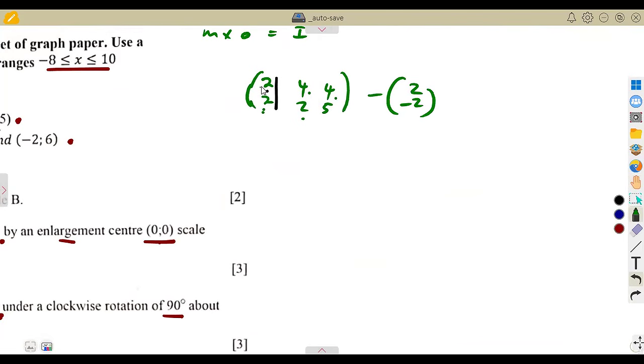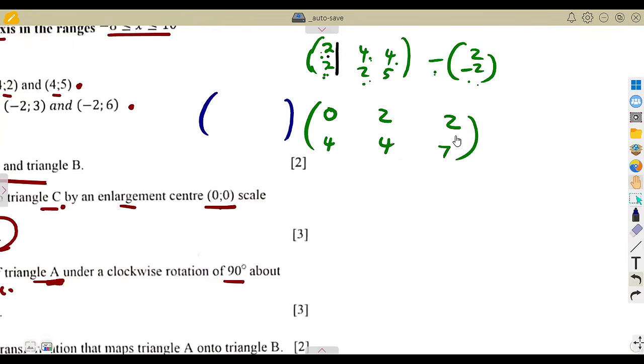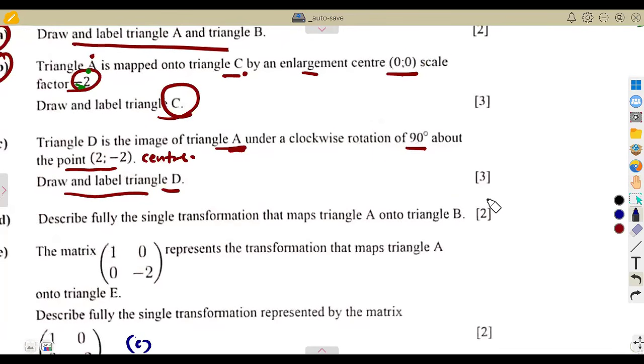So you subtract the center, 2 minus 2. That is a 0 there. 4 minus 2. 2 minus minus 2, that's plus, which is 4. 4 minus minus 2, that's a 7. You're adding minus, minus, and minus. So there we need the matrix now so that we can use the concept of matrix times the object.